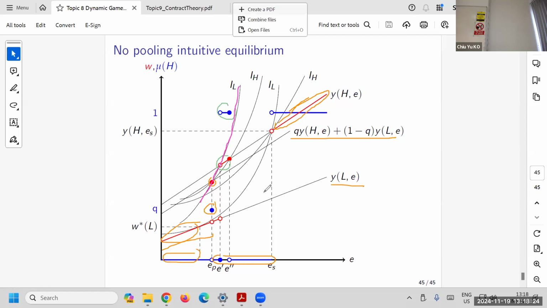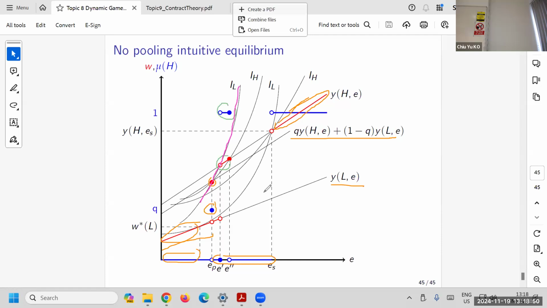Does it make sense? Okay. So when you see this, the belief within this range must be 1. But if this is 1, then the high type will not be doing this one, rather it will do it there. So the pooling equilibrium is killed in this case.